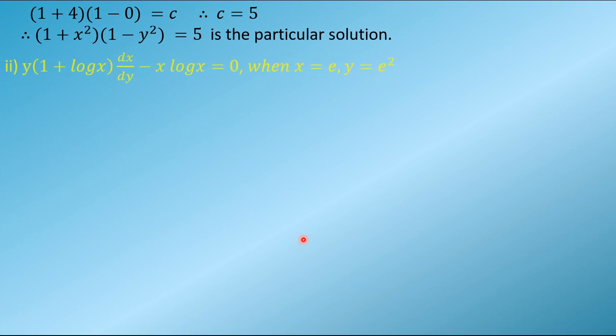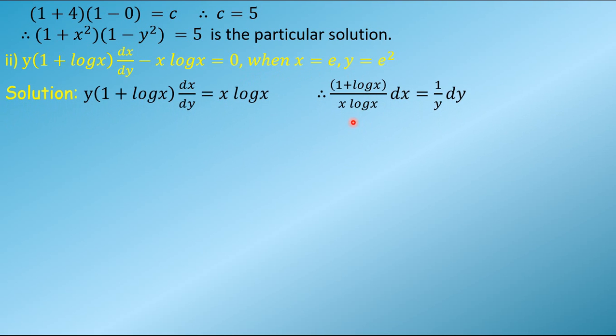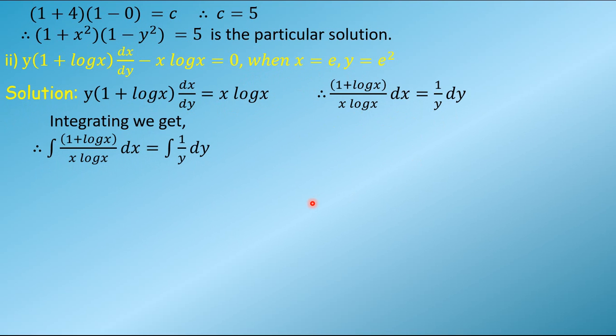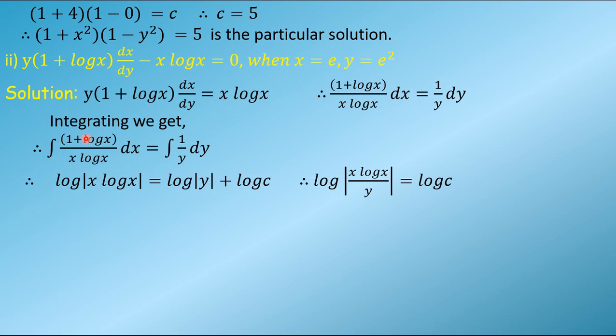So the step is repeated. Now the second question is y into (1 plus log x) minus x log x, when x is equal to e and y is equal to e square. So I have separated, then divide by x log x, separate the terms, integrating. So the integration symbol is given. You can see the numerator is a derivative of the denominator. The type is f dash x upon f of x. So log of f of x is the answer.